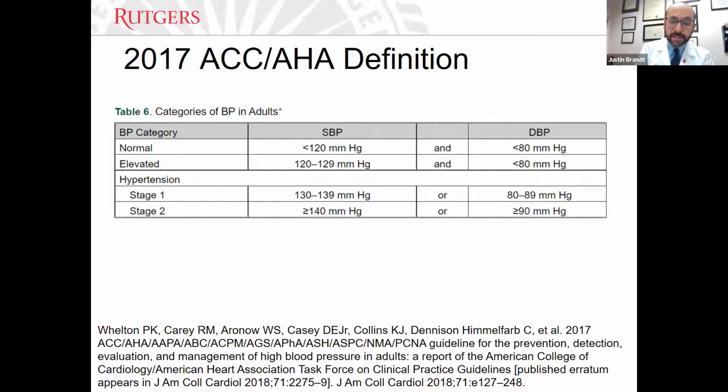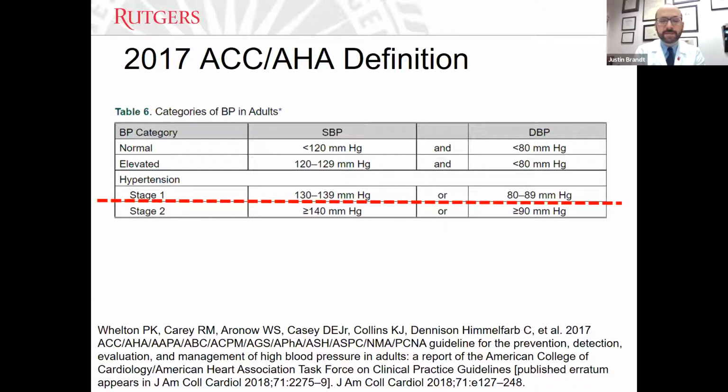In 2017, the American College of Cardiology and the American Heart Association changed the definition of hypertension. They lowered the blood pressure cutoffs to include people with blood pressures in the 130s over 80s, and now they labeled these people as stage 1 hypertension. The ACC and AHA changed the diagnostic criteria for hypertension in non-pregnant adults based on evidence that cardiovascular disease risk increases linearly with increasing blood pressure, even below the cutoff that we were using previously, that 140 over 90 cutoff.